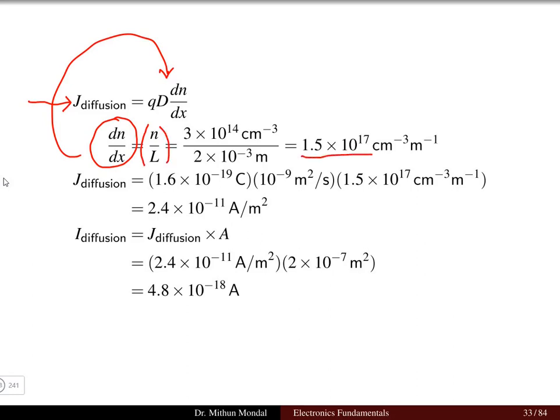And hence the diffusion current density we can find out from the first formula, putting the value of dn/dx. So that will give me the current density, and hence the actual current due to the diffusion will be the current density multiplied by the cross-sectional area. We get 4.8 into 10 to the power minus 18.